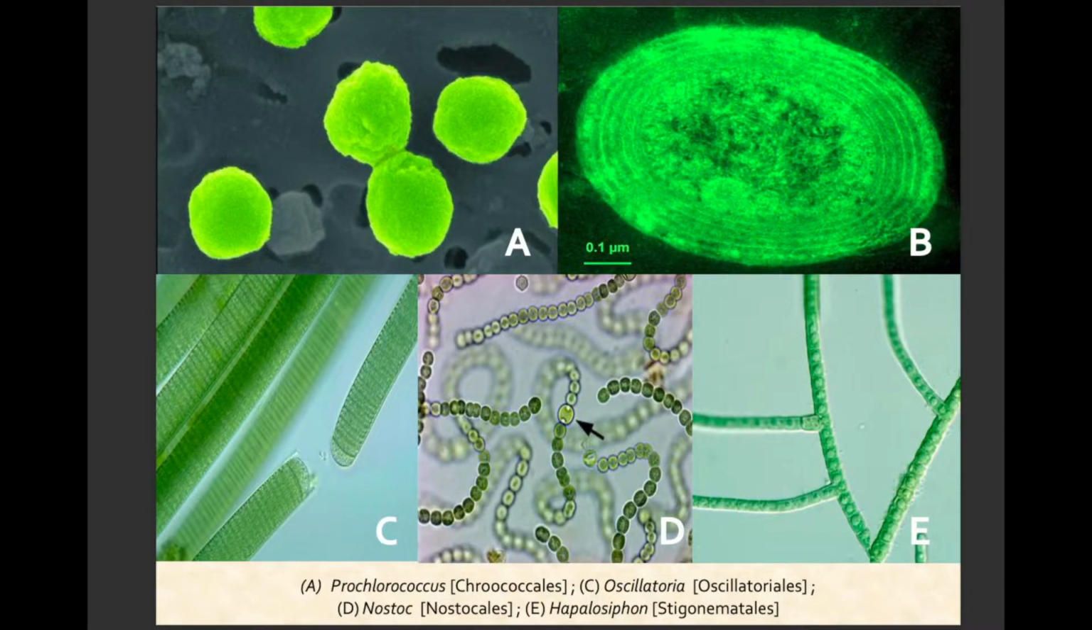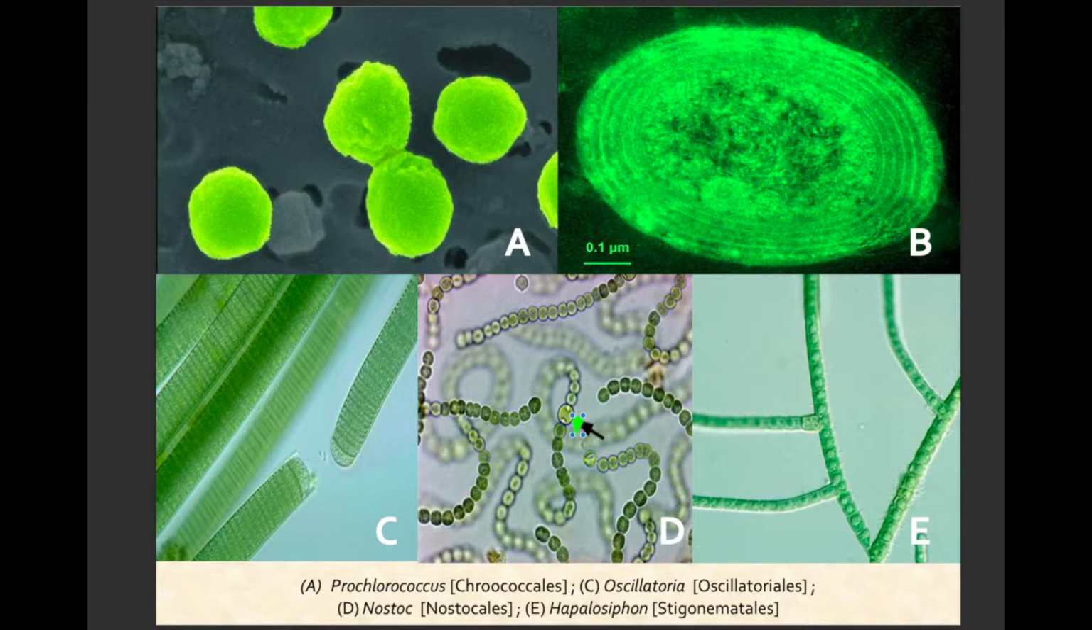Some have heterocysts, if you remember your heterocysts, and some are branching, some have false branching, some do not branch, some are colonies and unicellular. So those are the different groups that we have under phylum Cyanobacteria.